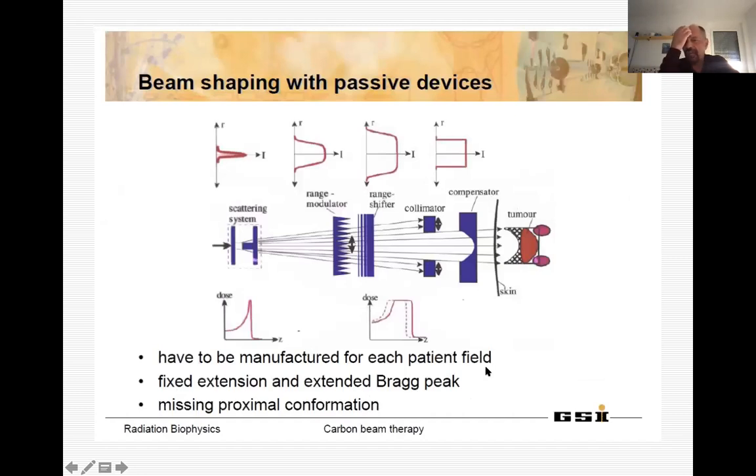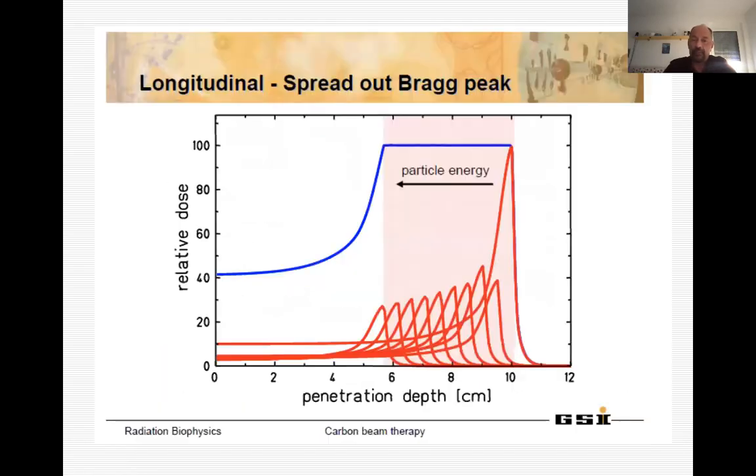Now, for the shaping with a passive device, what is the idea? The idea is that you scatter your beam and you use a range modulator and a range shifter. The range modulator has different thicknesses, so that some particles will go through a very large thickness, and in this plot, those with very large thickness will be down here. Others will go through a very small thickness so that they reach the end of the range, this one.